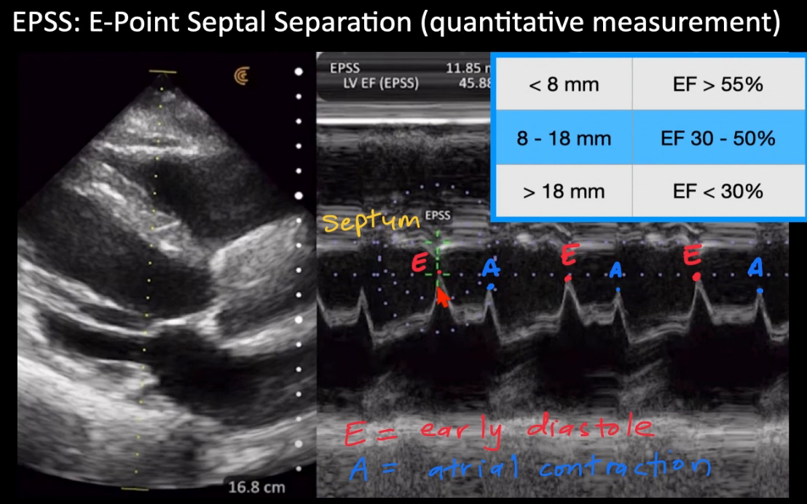So here the anterior leaflet opens the widest, and then it starts to close. And then the left atrium contracts to squeeze the final amount of blood through the mitral valve, and the anterior leaflet opens again, represented by A point. For EPSS measurement, we just need the E point.